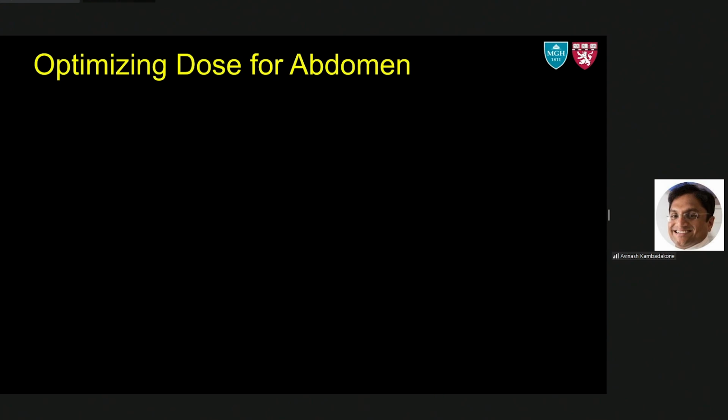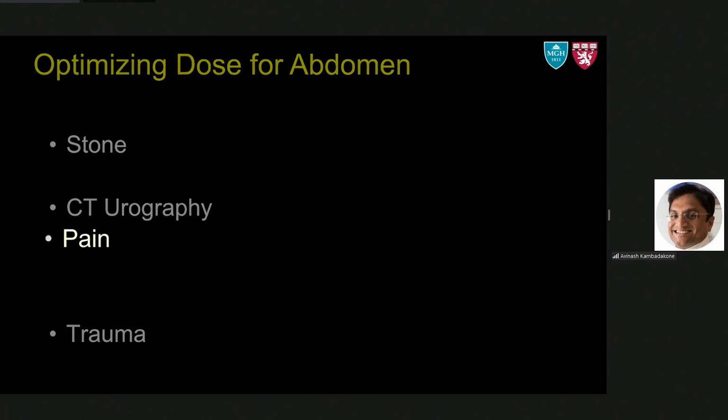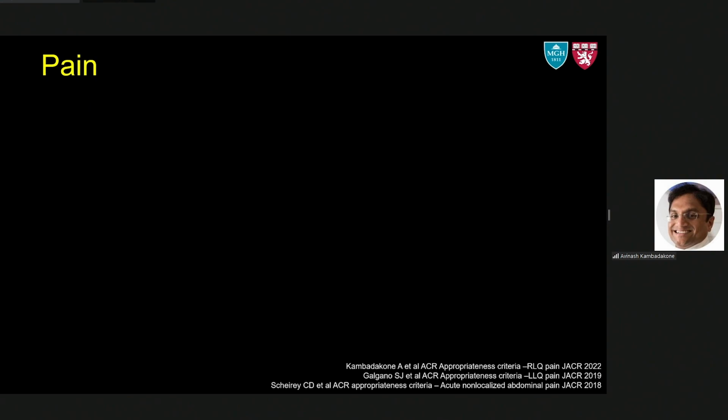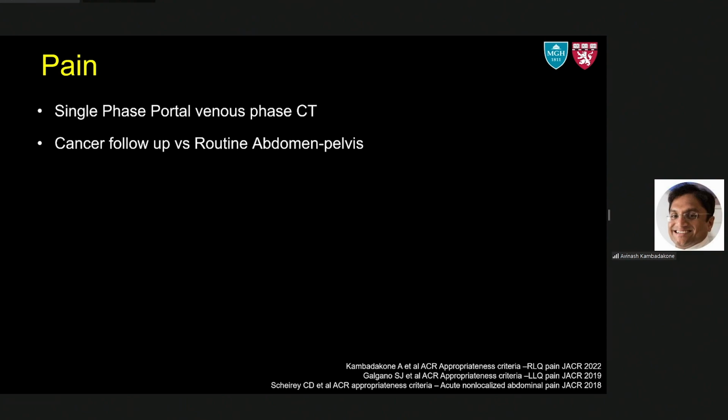Okay, now going over two of the other indications. If you look at optimization of our pain protocol CT, we have a single phase portal venous phase CT for patients presenting with abdominal pain. A distinction here is that we have two routine abdomen pelvis CTs performed in the portal venous phase: a cancer follow-up CT of slightly higher dose, and a routine abdomen pelvis CT of lower dose for indications such as abdominal pain, hernia evaluation, and routine indications.